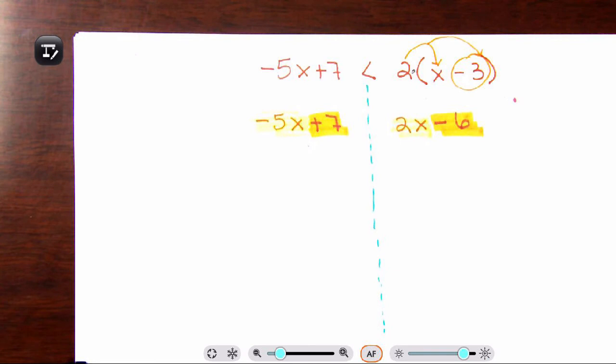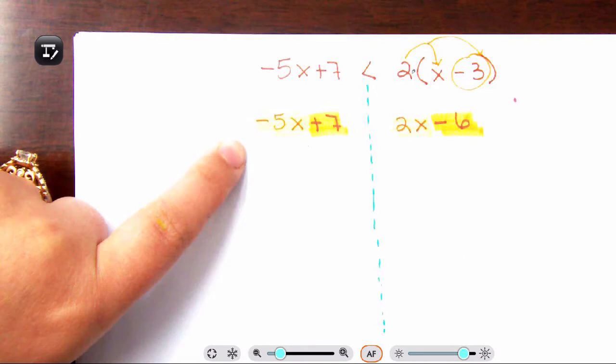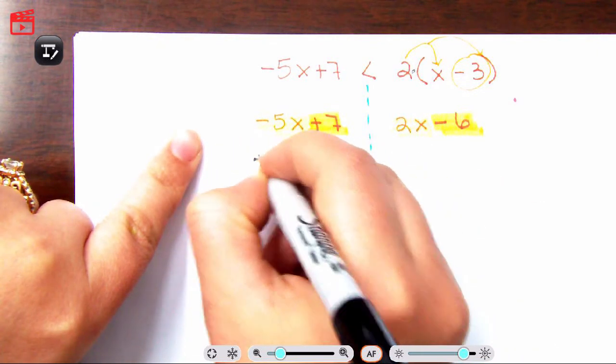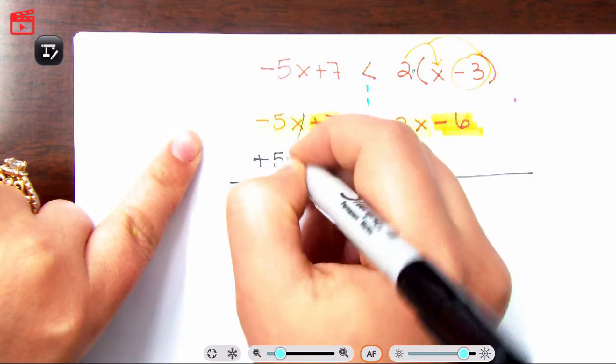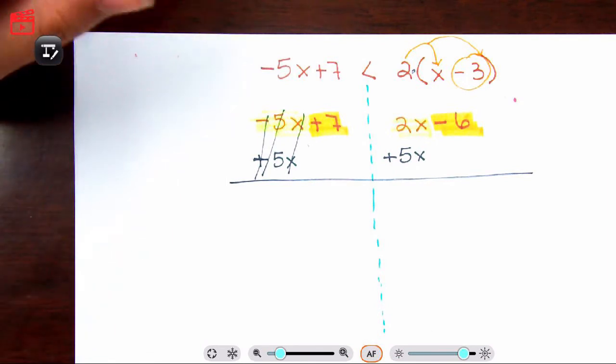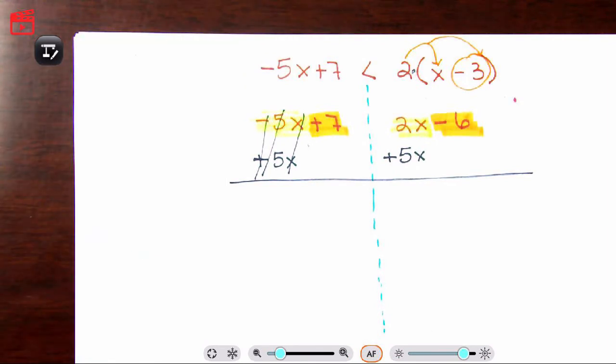So which one goes where? It doesn't matter. If you want to put numbers on this side, do it. If you want to put numbers on this side, do it. If you want to put all of your letters here, do it. If you want to put all your letters here, do it. Doesn't matter. I'm choosing my way, but there are 4 different ways that you can do this. All right, so I'm choosing this method. I'm going to get rid of this minus 5x. Why? I don't know. I don't like minuses. So I'm going to say adding 5x to both sides. Notice how I'm putting my 5x right next to my 2x because they are like terms.